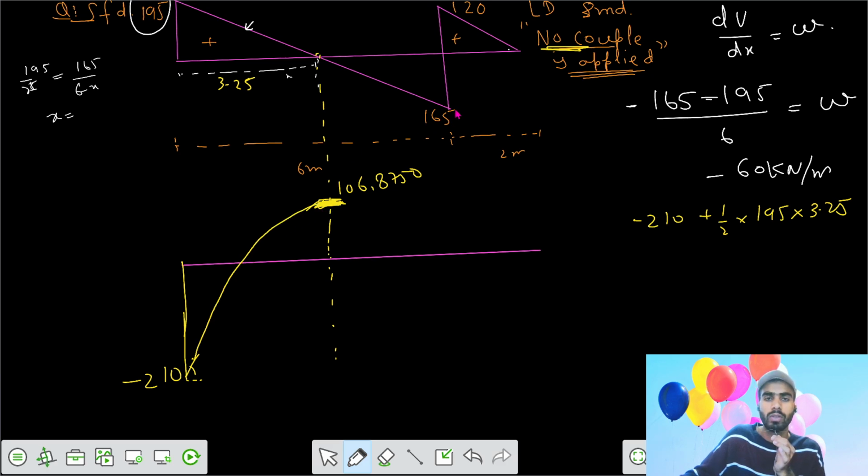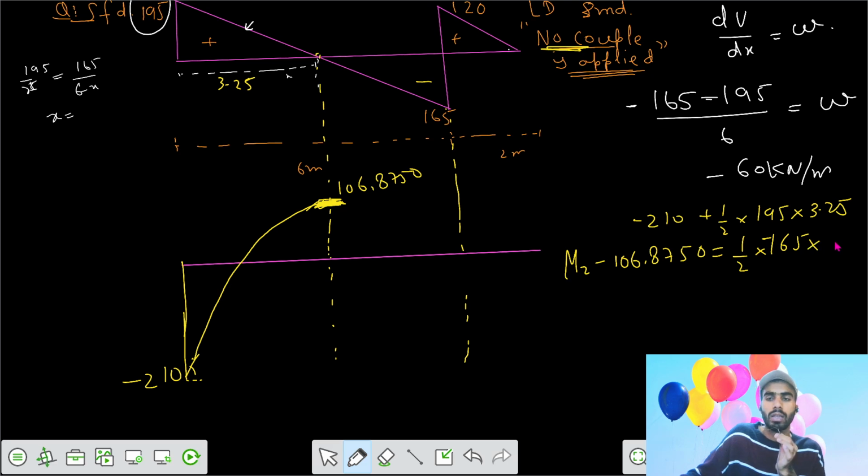Then after that we have to get the value of bending moment here, so we can write that. Now we got the value of 106.875. I want to check moment 2 minus moment 1 equals the area of that SFD. This is your negative SFD area, 165 into your length, which was 6 minus x. Then the value comes out to be 120 kilonewton meter.